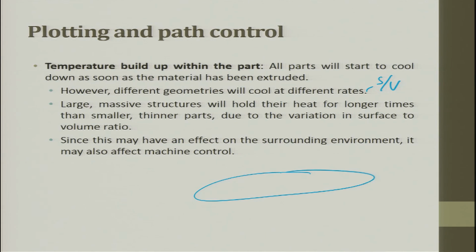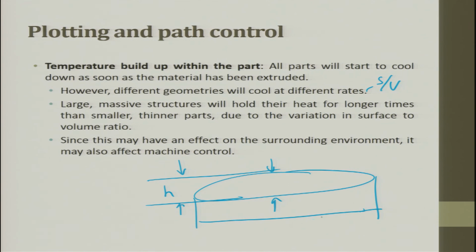If there is a large surface and the height is this, this is height, and this is diameter, fine. So the same thing I can draw like this, same material. So the surface to volume ratio is high here, and the surface to volume ratio is low here. Okay. So that is what we are trying to say.